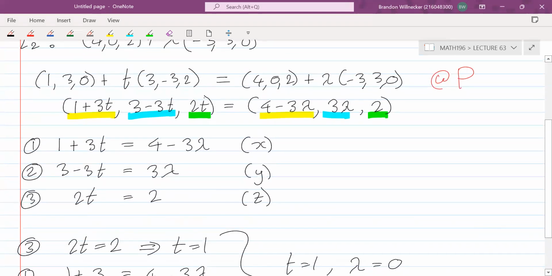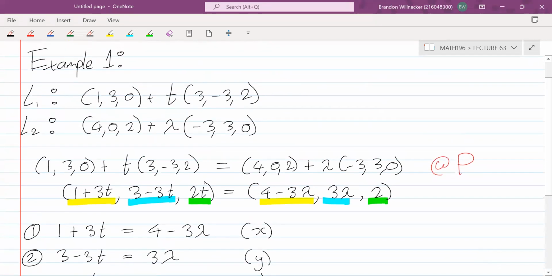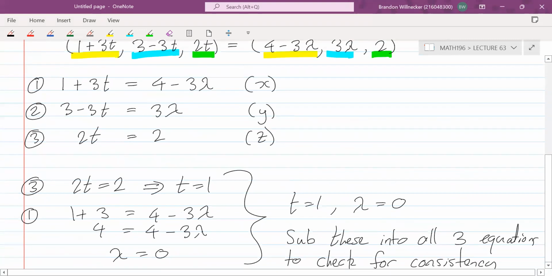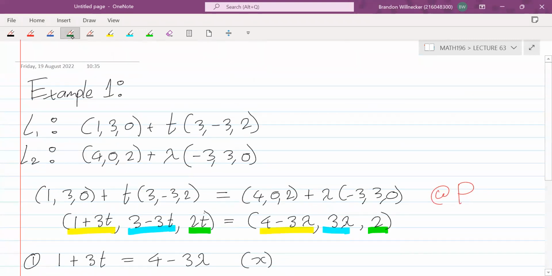Let's see what the point is. So if we look at our first line and we substitute t equals 1, what do we get? So this at t equals 1, this is going to give us a point. So we're going to have 1 plus 3, so that's going to be 4. 3 minus 3, it's going to be 0. And 0 plus 2, that's going to be 2.